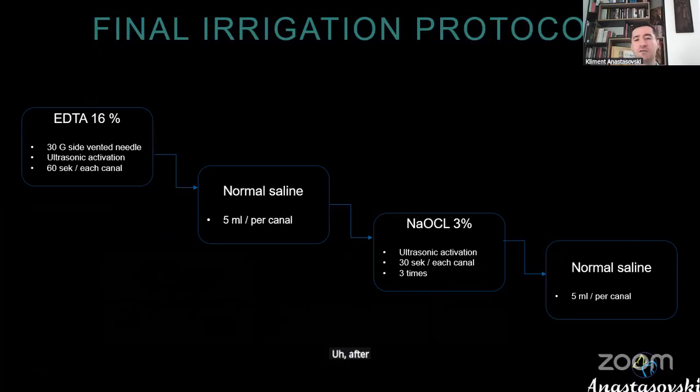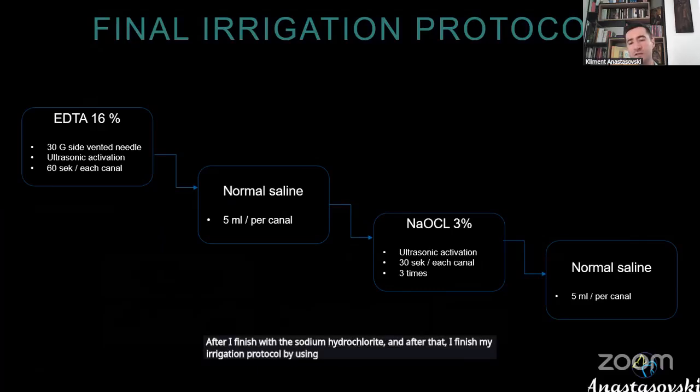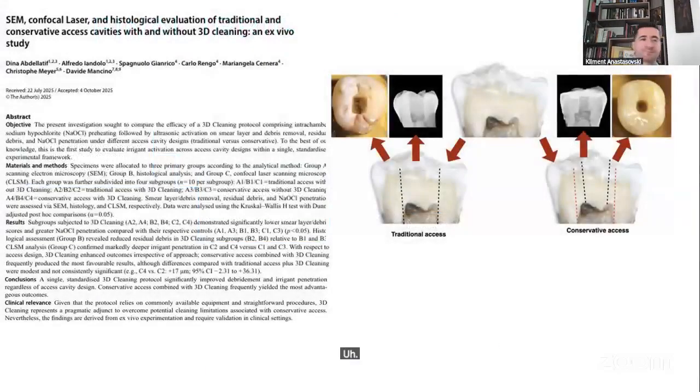After I flush all the canals with this solution, I activate it using the Actor Pro inside of each canal for 30 seconds. I repeat this procedure 3 times for the sodium hypochlorite, and after that I finish my irrigation protocol by using normal saline, 5 milliliters per canal.